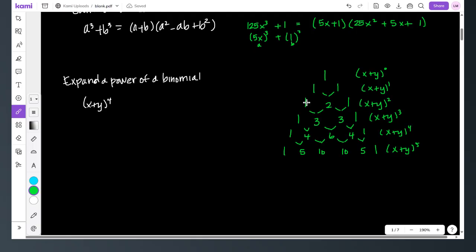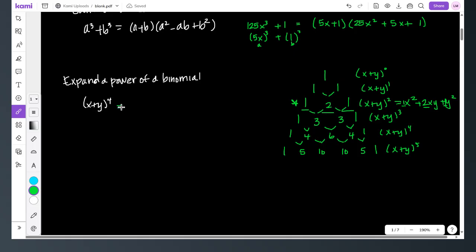We know this row is x squared plus 2xy plus y squared. And so you see the coefficients are 1, 2, 1, because there's nothing in front. So if I want x plus y to the fourth, I go to the 1, 2, 3, 4, 5, fifth row because we start at 0 power. And these are my coefficients.